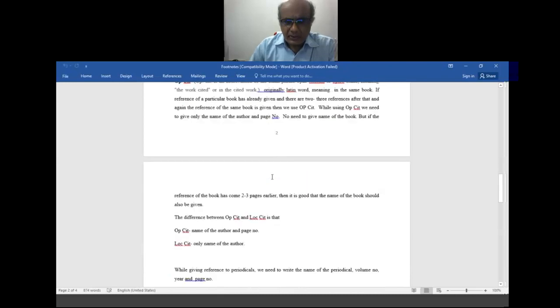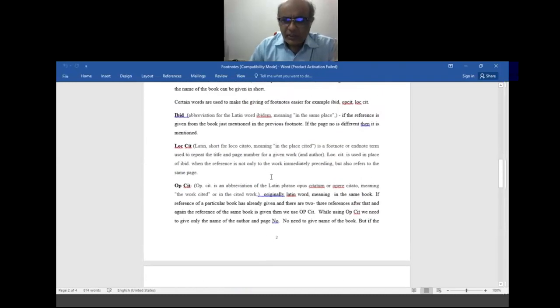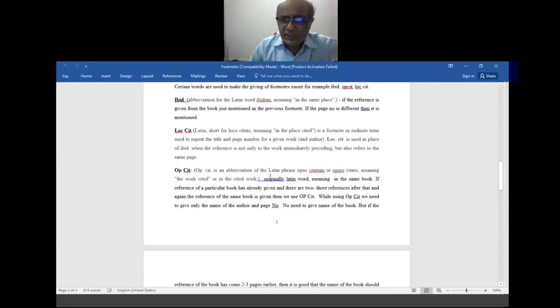Well, this is a bit complicated. Ibid. is a very commonly used abbreviation, where if the information is taken subsequently from the same page, you just write Ibid. If the information is taken from a different page but from the same book, then you have to write Ibid. and the page number. Loc. cit. is for the same page, from the same book. So this is an alternative to Ibid., but generally Ibid. is more commonly used.